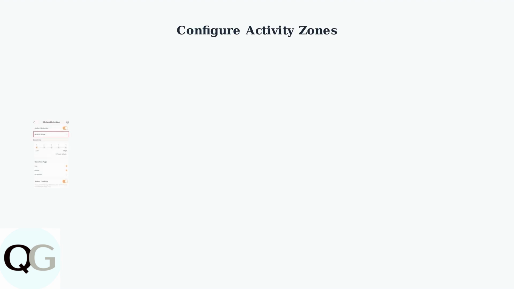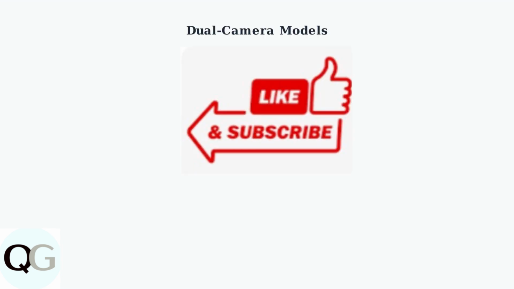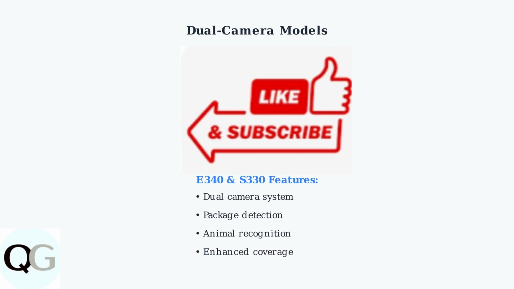Activity zones help focus motion detection on specific areas. You can configure zones to monitor only important areas like walkways and doorsteps while ignoring busy streets or neighbor's property. Dual camera models like the Eufy Security E340 and S330 offer advanced detection capabilities. These models can detect packages, people, vehicles, and animals with greater accuracy.